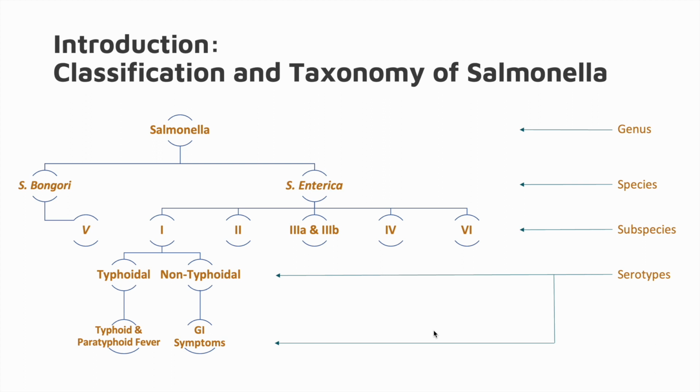So subspecies 1 contains pretty much all of the serotypes for human infection, which would be typhoidal Salmonella and non-typhoidal Salmonella. So as the name implies, the typhoidal Salmonella would manifest as typhoid fever, or the less harmful form, paratyphoid fever, in humans only. So the other serotype, non-typhoidal Salmonella, would mainly have gastrointestinal symptoms and manifest in both humans and animals. And this would, of course, contribute to the mode of infection.